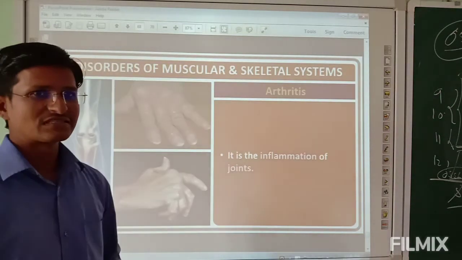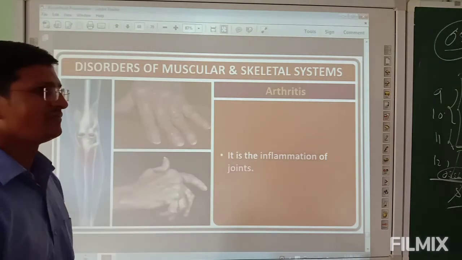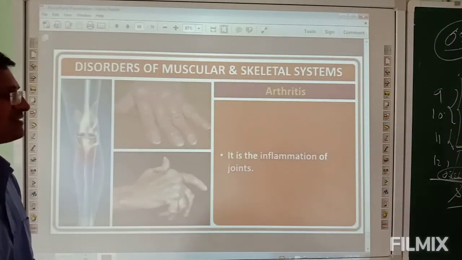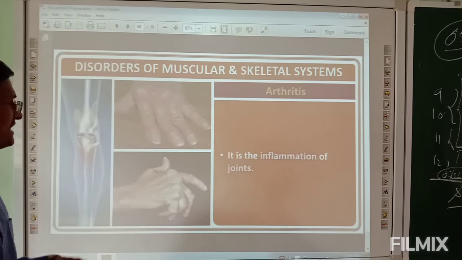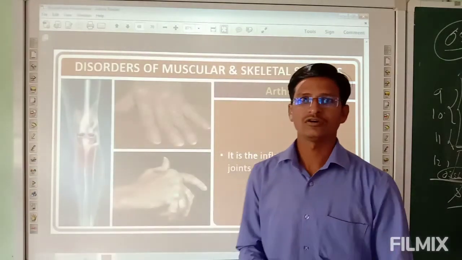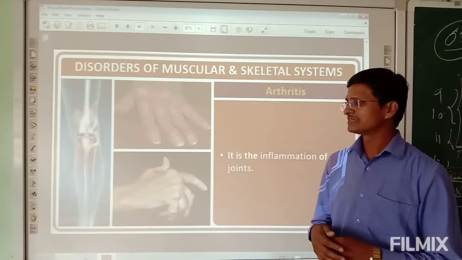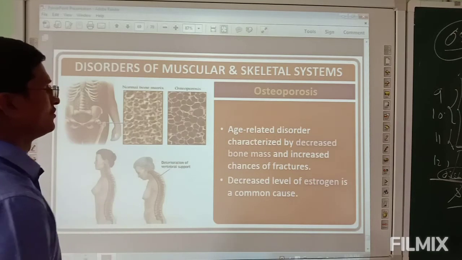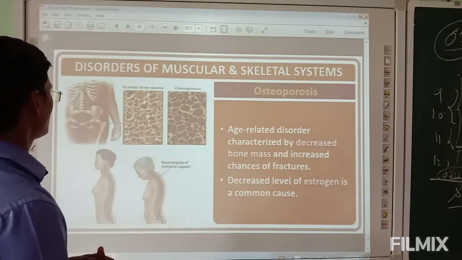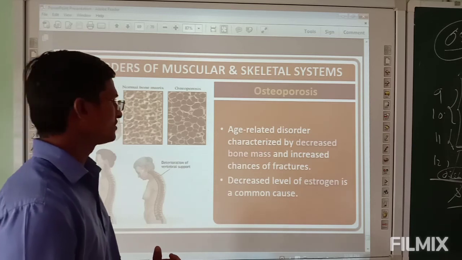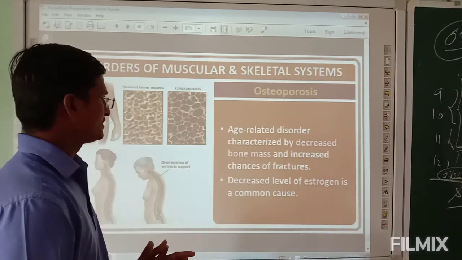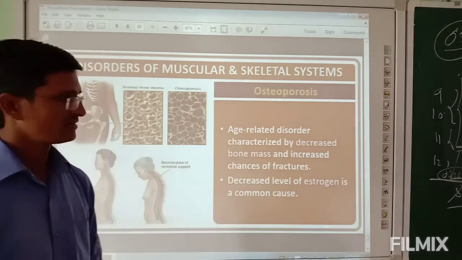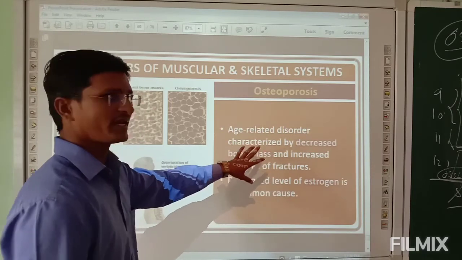Next, arthritis. Now what is arthritis? It is the inflammation of joints, and arthritis is considered a very dangerous disease of the skeletal system. And osteoporosis. Osteoporosis is an age-related disorder characterized by decreased bone mass and increased chances of fractures. Fractures are generally very common.